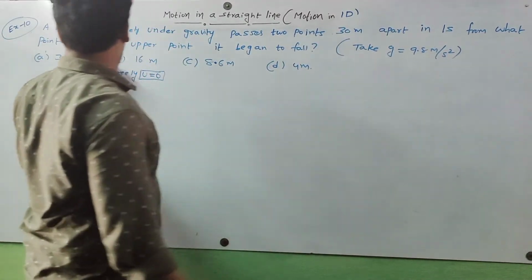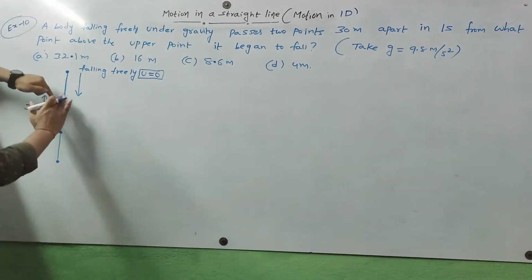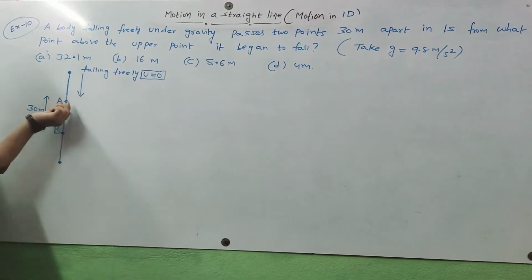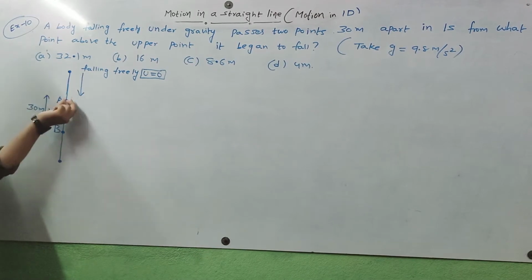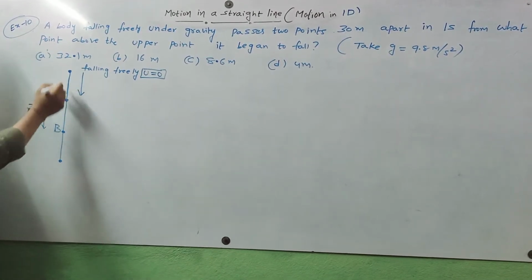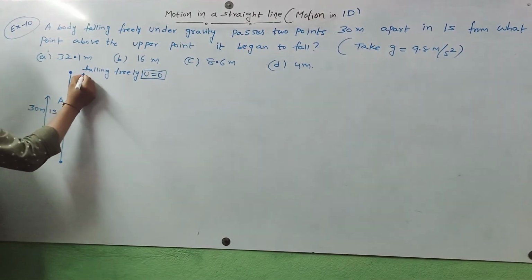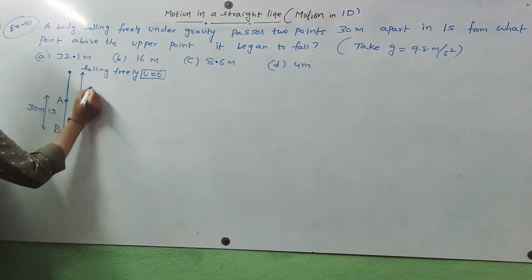From what point above the upper point did it begin to fall? Above the upper point means above A, because the upper point is A here and the lower point is B. So this is the point, and this distance is what we need to find in the question. For example, from this point, the distance covered up to A.